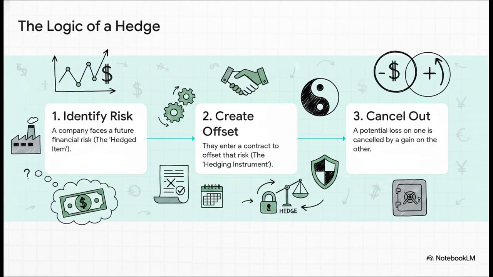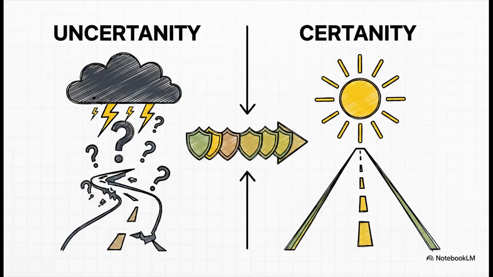The logic behind a hedge is actually pretty brilliant and simple. First, a company sees a risk on the horizon. Let's say they have to pay a supplier in US dollars in 3 months. Second, they enter into a contract, the hedge, to lock in today's exchange rate. And third, if the exchange rate moves against them, the loss they make on their payment is perfectly offset by a gain they make on their contract. So, what's the bottom line here? Hedging is an incredibly powerful tool. It lets a business take a huge financial unknown, like a bouncing currency rate, and turn it into a known certainty. And that makes planning for the future a whole lot easier.